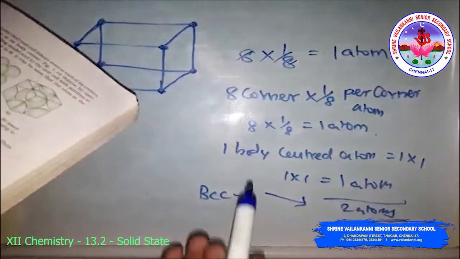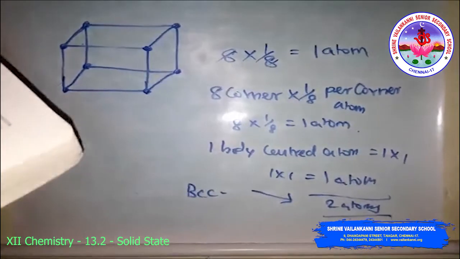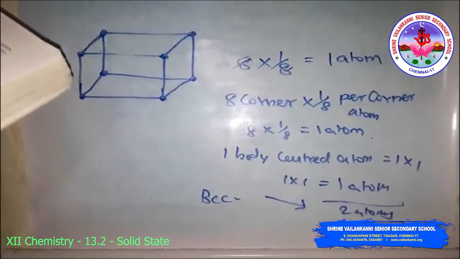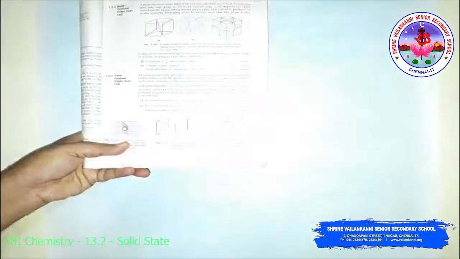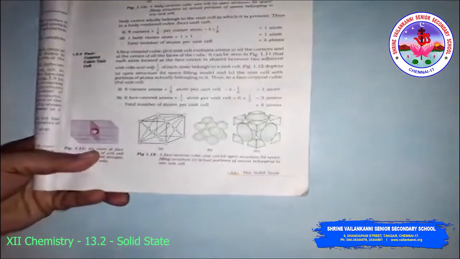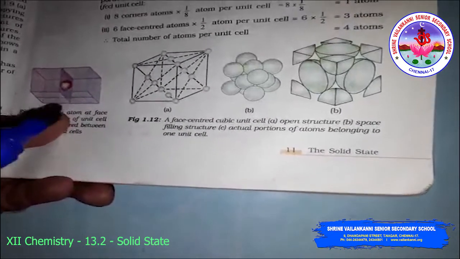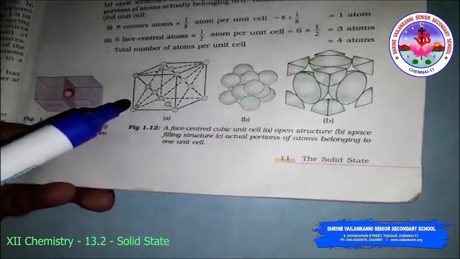The primitive unit cell has 1 atom. Then next is the face centered cubic unit cell. Look at this face centered cubic unit cell. The first structure is the open structure, the second is the space filling, and the third is the actual portion of atoms belonging to the one unit cell.